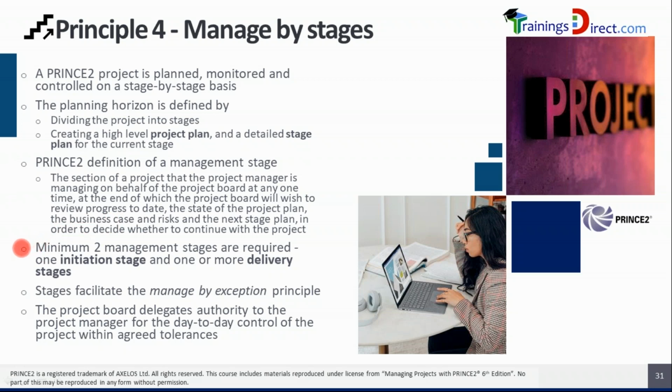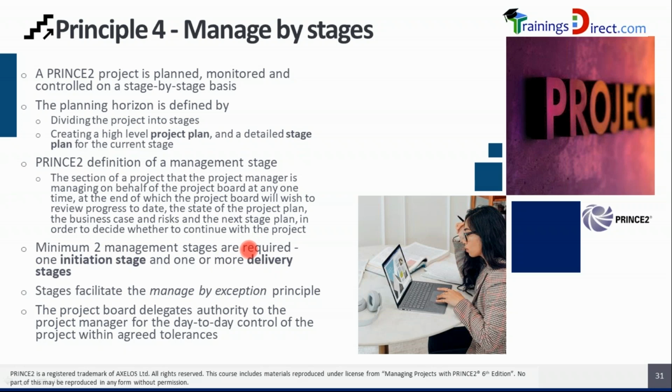2 management stages minimum required in a PRINCE2 project, which means a PRINCE2 project has minimum 2 stages. The first stage is always the initiation stage, always. And followed by that, there are one or more delivery stages where products are delivered. Therefore, no results, service, outputs, or products are delivered in the initiation stage because the initiation stage is used for detailed planning. And once the plan is ready in the initiation stage and other things are ready, then the authorization is provided by the project board to enter the execution or delivery of the project.